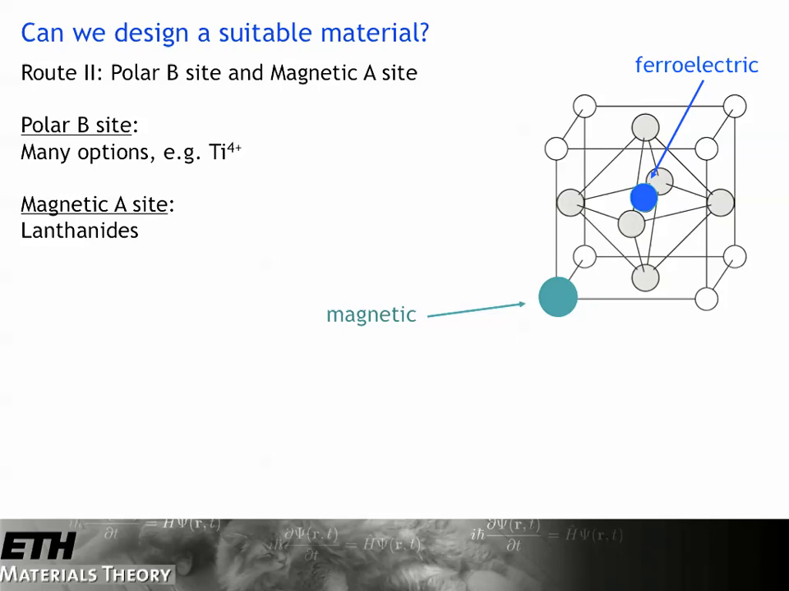So here's what we did. Remember, our second approach was to make this ion ferroelectric and this one magnetic. And so here there are many options. All the conventional ferroelectrics have a non-magnetic ion here, for example barium titanate, titanium 4+. And on the A site, we decided to put a rare earth, a lanthanide with 4f electrons, because the 4f electrons are very, very localized. And so they're our best option for not getting magnetic ordering by liquid helium temperature.